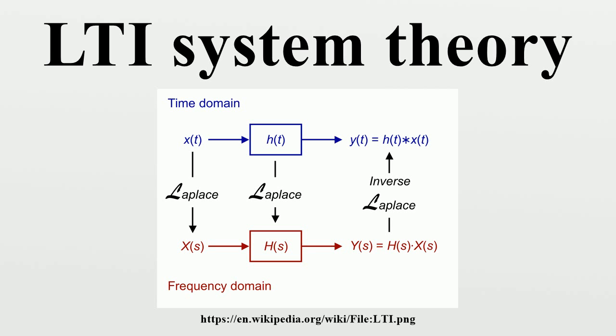Stability: a system is bounded input, bounded output stable if, for every bounded input, the output is finite. Mathematically, if the input magnitude bounded implies that the output magnitude is bounded, then the system is stable. A necessary and sufficient condition is that the impulse response satisfies absolute summability. In the frequency domain, the region of convergence must contain the unit circle.